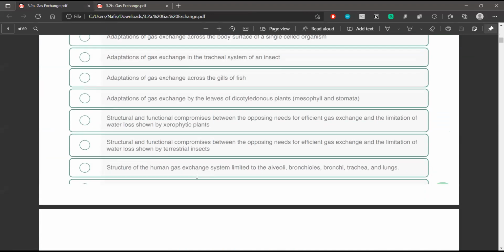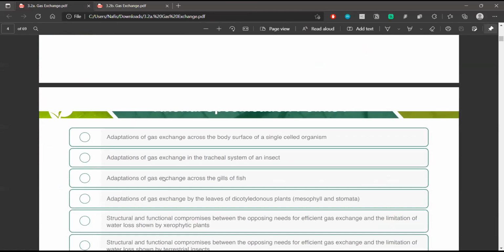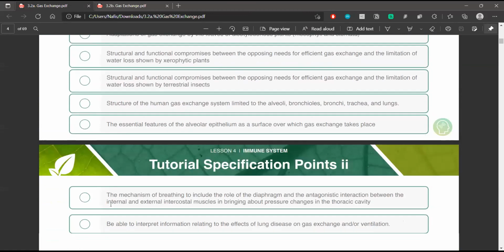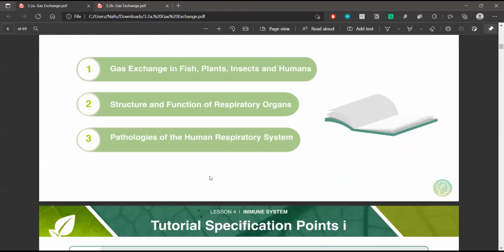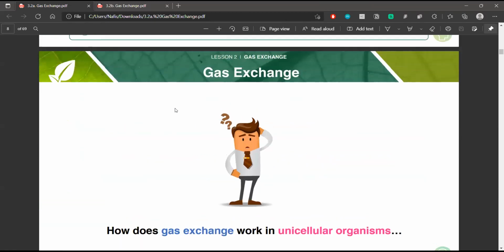So there's loads and loads of ILOs that you want to be learning from here. So we're going to have a lot about gas exchange across bodies, tracheal system, fish, then leaves. So adaptations of dicotyledonous leaves, then xerophytic and hydrophytic plants, terrestrial insects, human gas exchange, alveoli epithelium, and then loads and loads of lung disease related stuff. So there's a lot to this, which means it's going to be quite difficult. And so let me know if I'm going too fast for you.